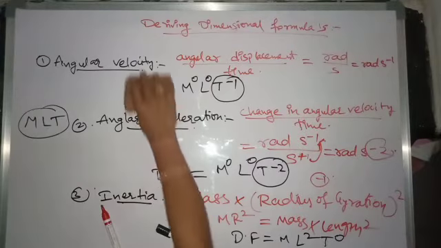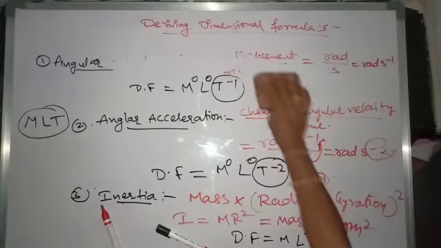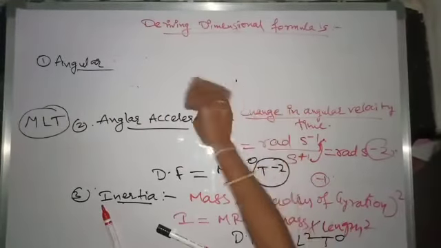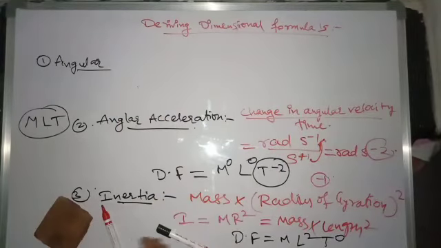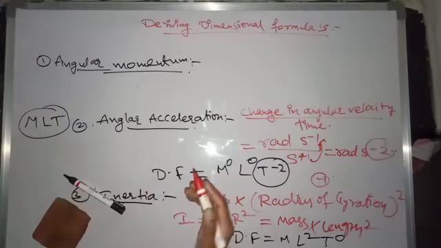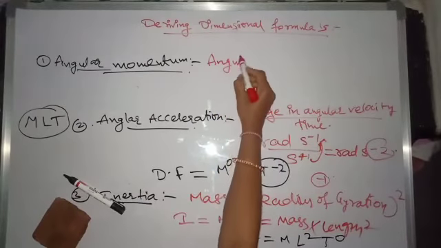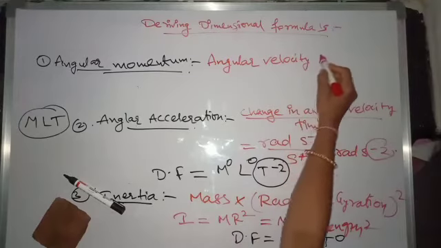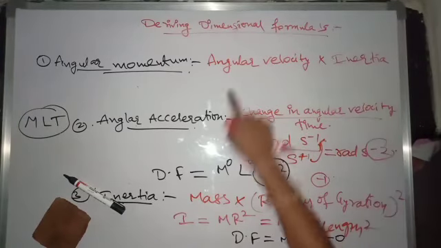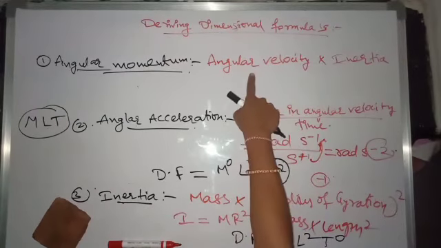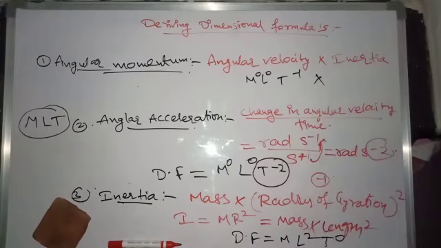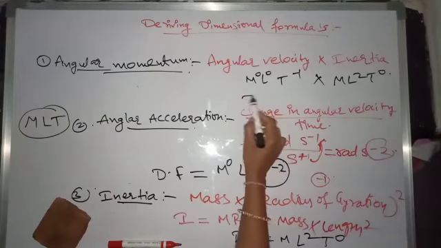Next, coming to angular momentum. Any one of you, please try to write the expression for angular momentum and derive the dimensional formula for angular momentum. Angular momentum is nothing but angular velocity into moment of inertia. Here write moment of inertia completely. So what is the dimensional formula? We just derived the dimensional formula for angular velocity, right? Angular velocity is M0 L0 T power minus 1, and for inertia we have M L square T power 0. Now you just multiply.